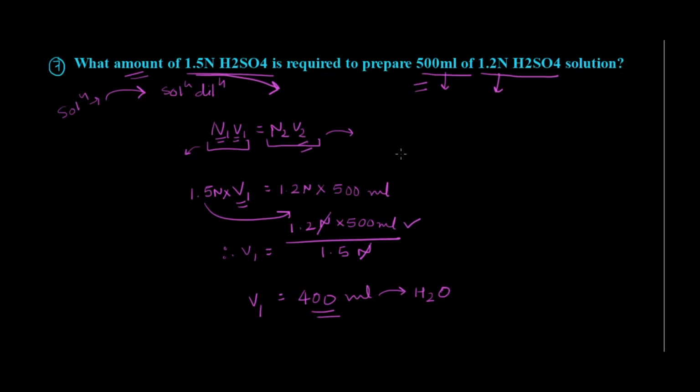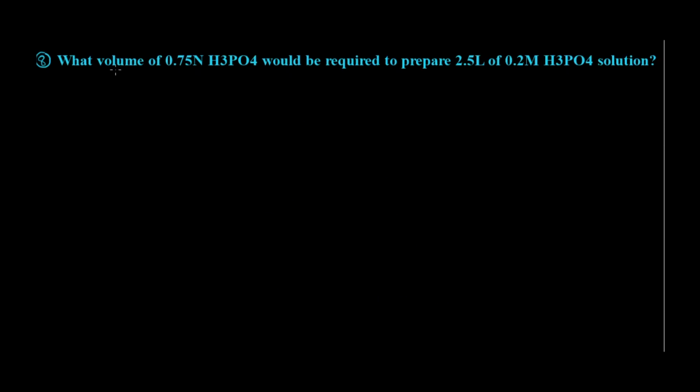Now here both the solutions we are talking about are in normality, right? The unit is same. What if I have a normal solution and a molar solution? How can I deal with that? So let's see one last problem showing that. Alright, so this problem says, what amount of 0.75 normal phosphoric acid would be required to prepare 2.5 liters of 0.2 molar H3PO4 solution? Now I have a solution that has 0.75 normal concentration, but I want to prepare 0.2 molar solution from this. Can I do this?